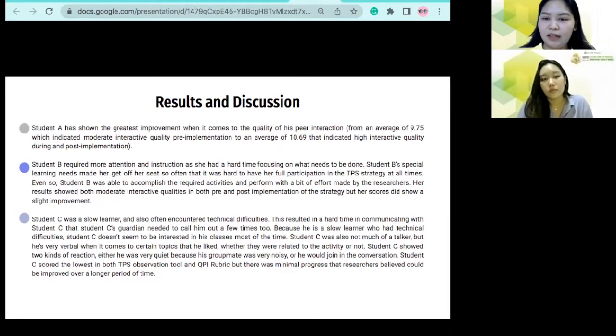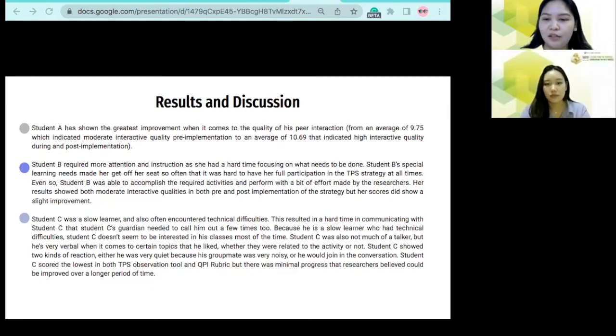Student B required more attention and instruction as she had a hard time focusing on what needs to be done. Student B's special learning needs made her get off her seat so often that it was hard for her to have full participation in the TPS strategy at all times. Even so, student B was able to accomplish the required activities and perform with a bit of effort made by the researchers. Her results showed moderate interactive qualities in both pre and post implementation of the strategy, but her scores did show a slight improvement.